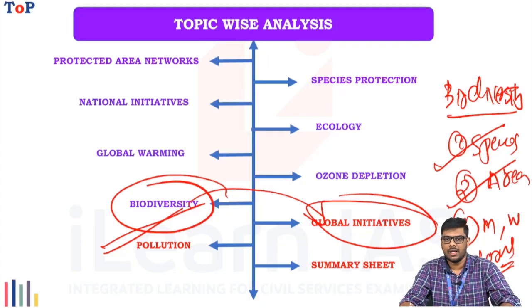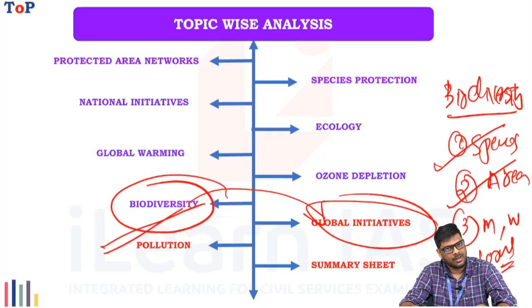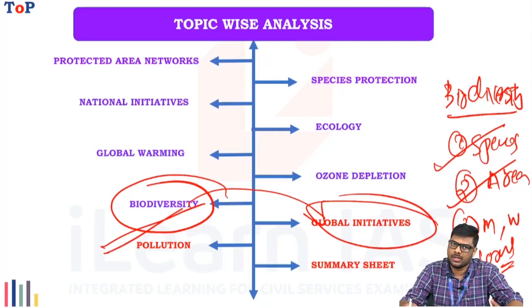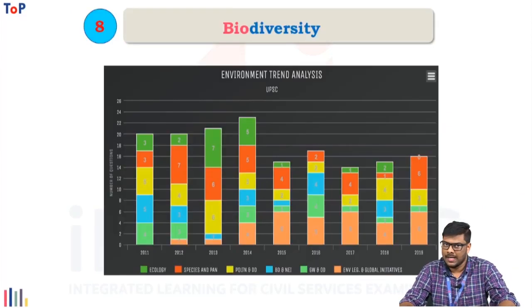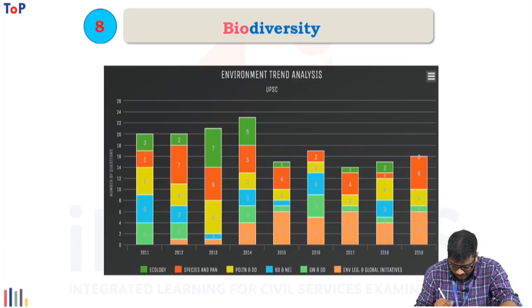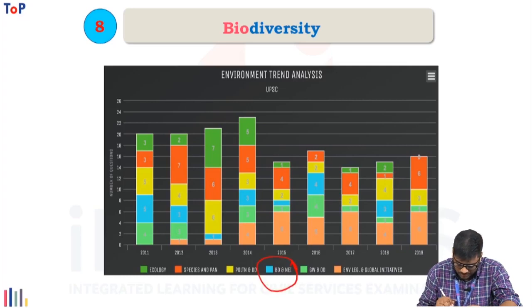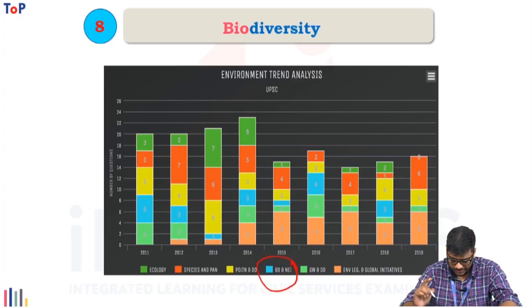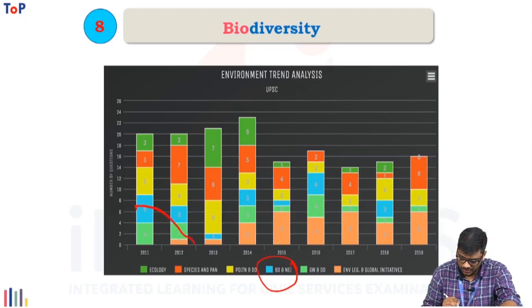Please do remember that when we mention biodiversity here, it only means that we are dealing with only the general aspect of biodiversity. What is it, what are the threats, what are the different aspects of biodiversity, those kinds of things. Getting it? And now giving you the trend analysis of biodiversity here. For the sake of explanation, I have combined biodiversity along with national environmental initiatives.